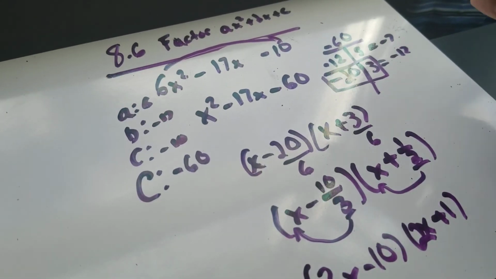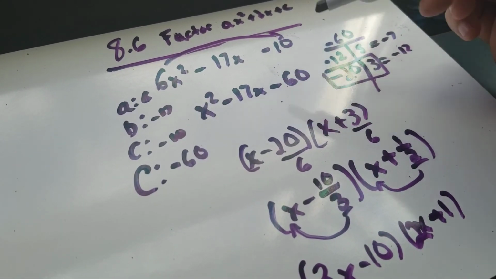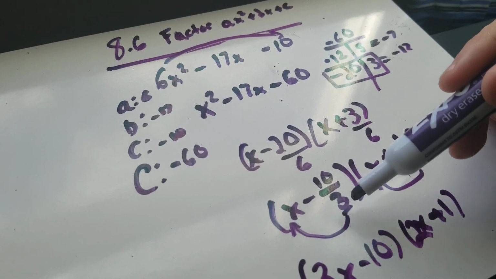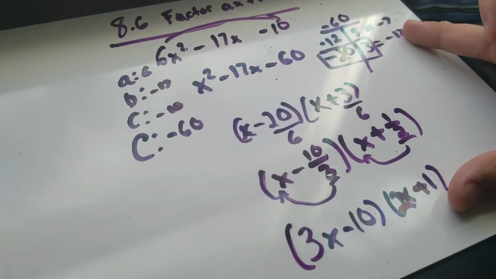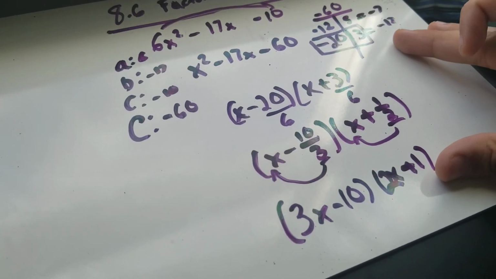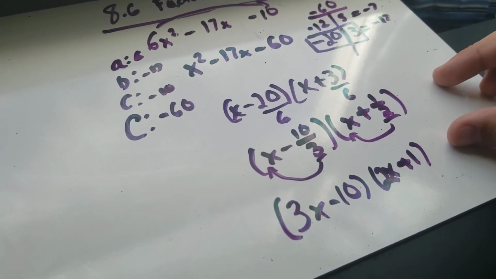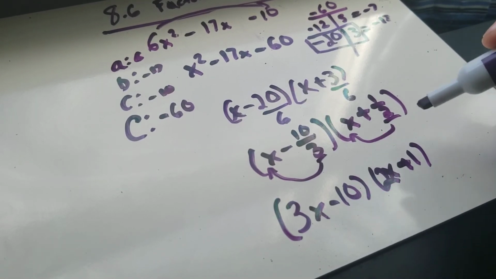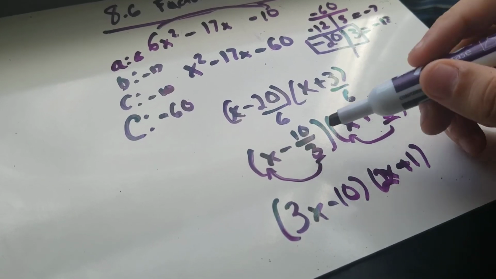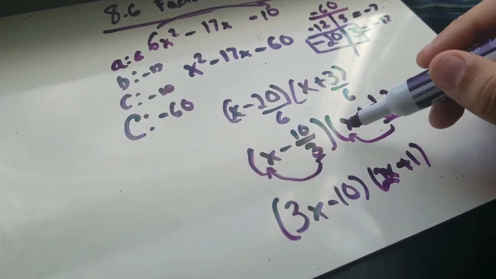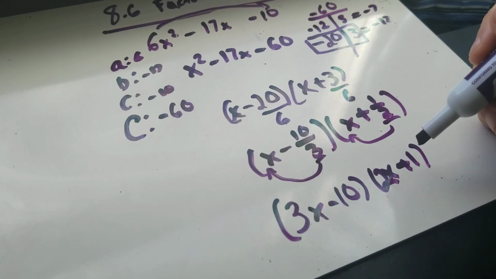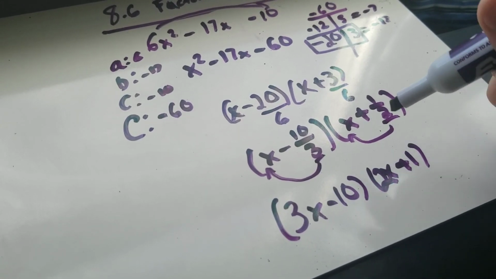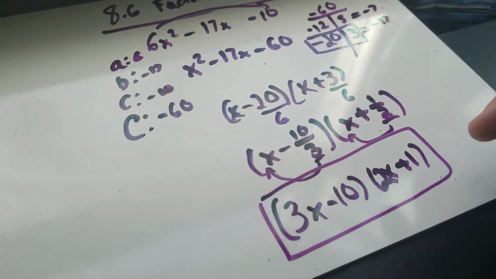So I guess technically maybe the best name for it would be slide, divide, slide again, because you have to slide any denominators to the front. With this method, 99% of the time, you will have a fraction. So 3 is going to move here, and 2 is going to move here. So you have 3x minus 10, 2x plus 1. That right here is your final answer.